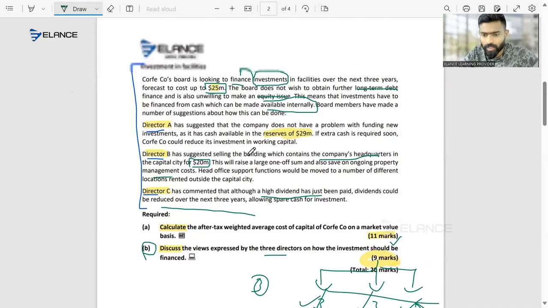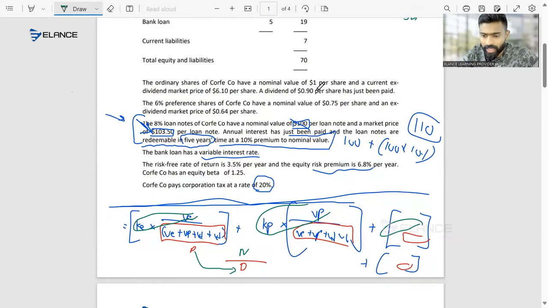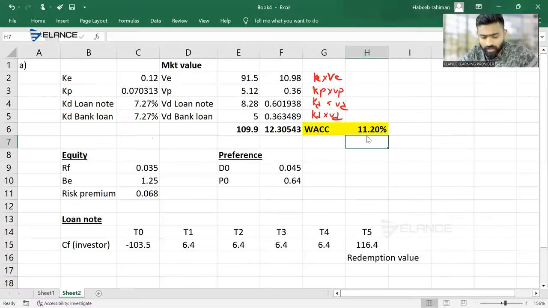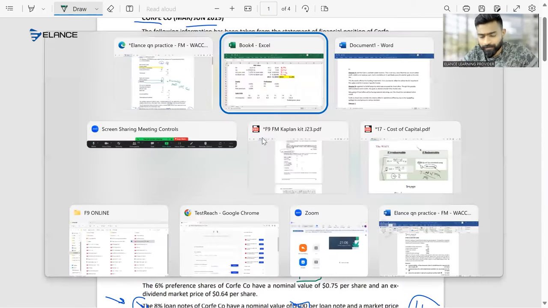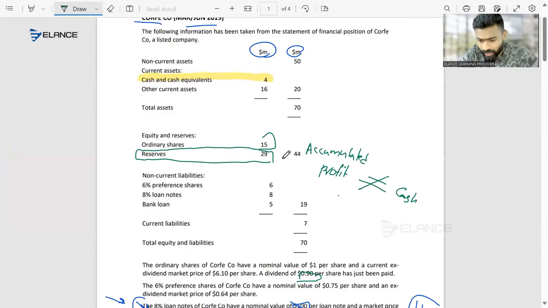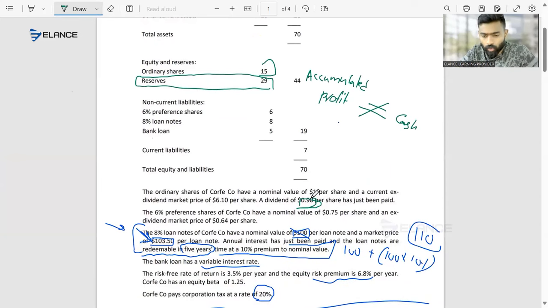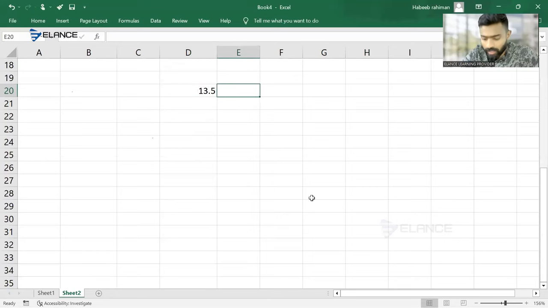Reduce dividend. See, what was the dividend per year? It is here: dividend per year is 0.9. Using this, how many shares were there? There were 15 million shares, with a par value of 1, so 15 divided by 1 is 15 itself. Each share is getting 0.9 equity dividend. The current equity dividend was 0.90. This is the total dividend per year that we are providing.